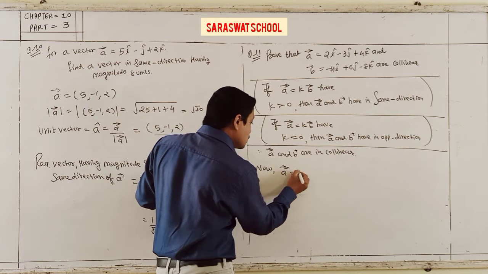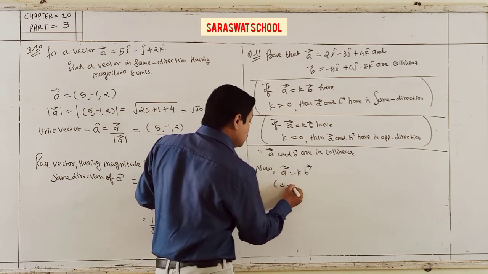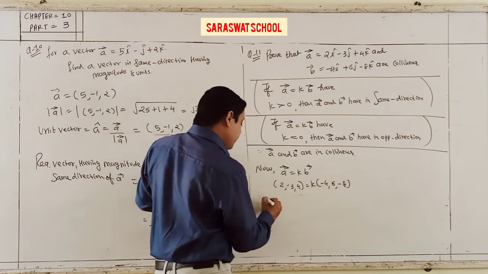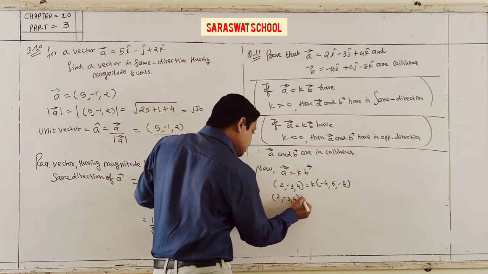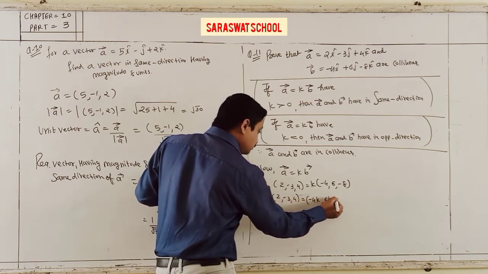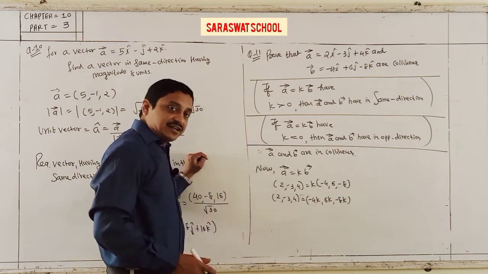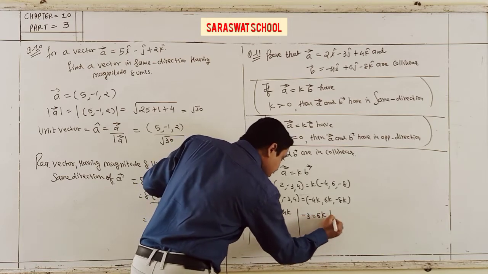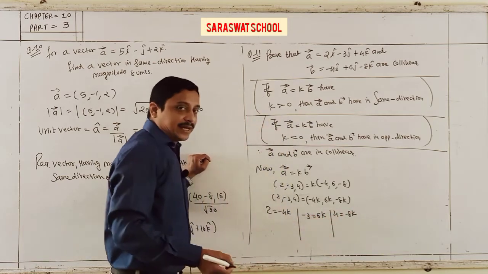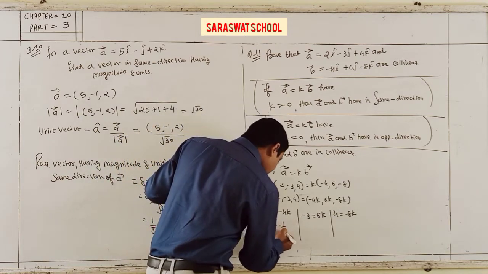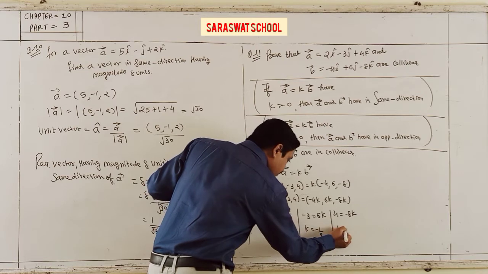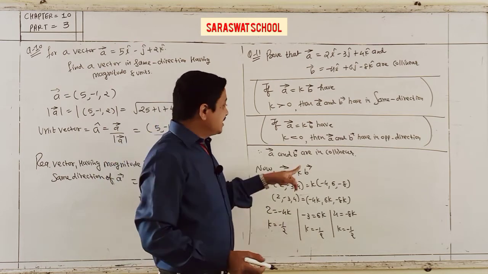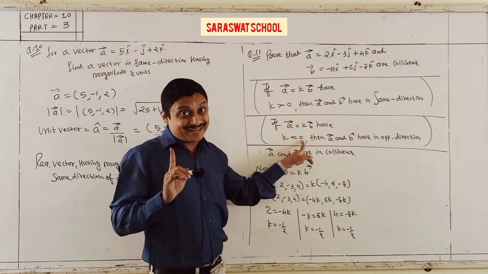A bar equals K B bar. What is A? 2, minus 3, 4. B is minus 4, 6, minus 8. So we define the value: 2, minus 3, 4 equals minus 4k, 6k and minus 8k. So students, 2 is equal to minus 4k, minus 3 is equal to 6k, and 4 is equal to minus 8k. K I have minus half, same as minus half, same as minus half. Check, all answers are same and all answers are negative. Yes, it is in opposite directions.